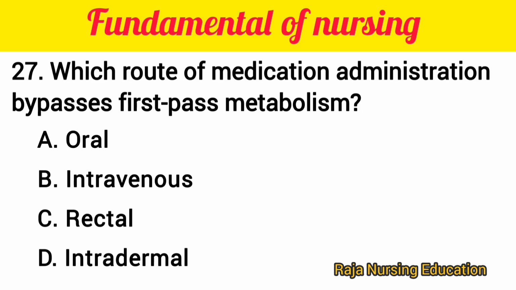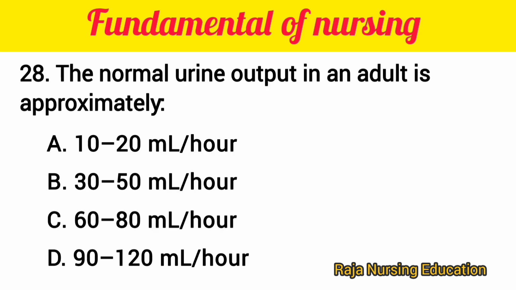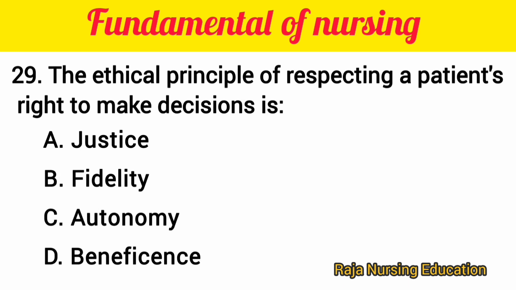Which route of medication administration bypasses the first pass metabolism? The answer is B. Intravenous. The normal urine output in an adult is approximately. The answer is B. 30 to 50 ml per hour.